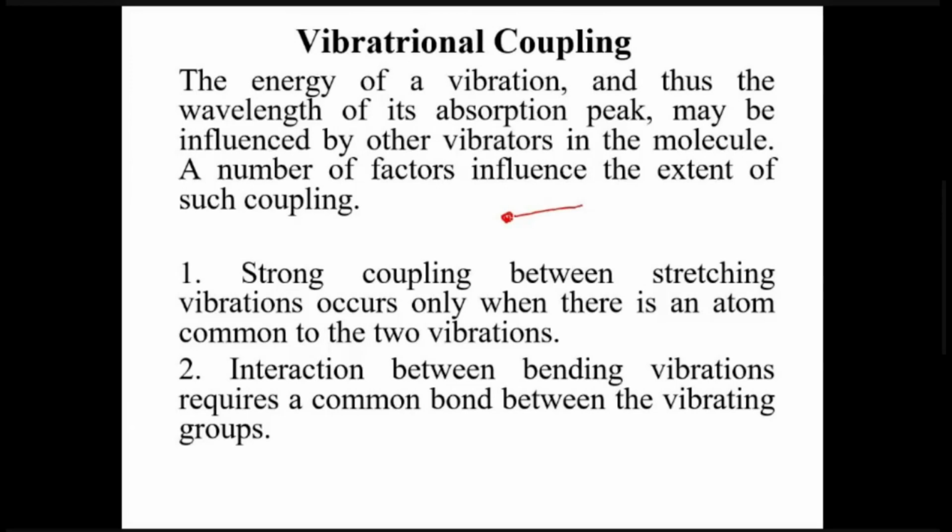Suppose all those red spheres are indicating atoms and red lines are indicating bonds. It is impossible for this bond to couple with that bond when stretching and compressing, but it can definitely couple with this bond because there is a common atom between these two bonds. So the adjacent bonds which are sharing an atom can couple.